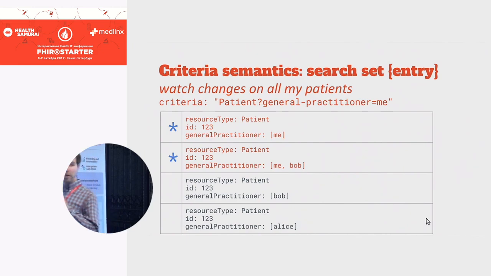And so in that model, I would learn about this as an event when this patient was first created, because Me shows up in the list. Me is here, so I learn about it. And I would learn about this change that happened when Bob was added. But I would not learn about this, and I would not learn about this, because they don't match the query. Me is not present in this list, and Me is not present in this list.